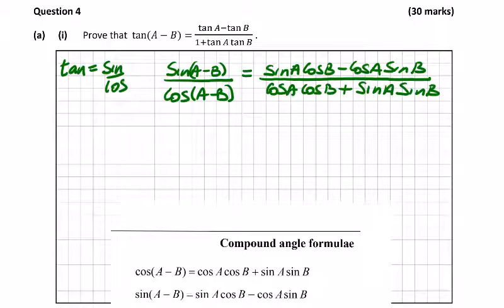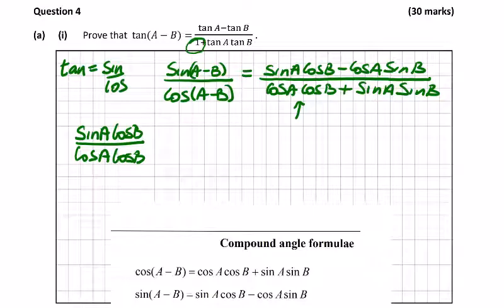And the key to this question really is just identifying this one. How do I get a 1 in this position here? I'd have to divide everything by cos A cos B. So if I do that, you can do it off to the side if you want. Sine A cos B divided by cos A cos B. I'll show you what will happen here. The cos B's will cancel and we get sine A over cos A.